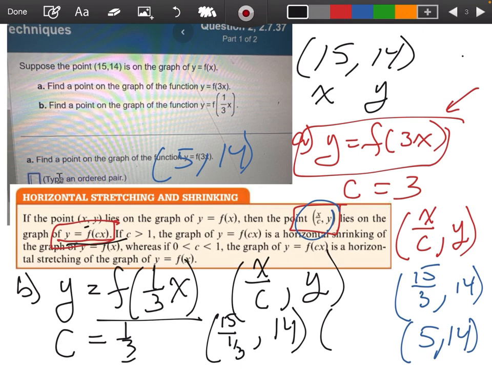So when we take 15 and divide it by 1/3, that's the same thing as multiplying by the reciprocal. So 15 times 3, and then 14, and 15 times 3 is 45. So (45, 14) would be our other point.